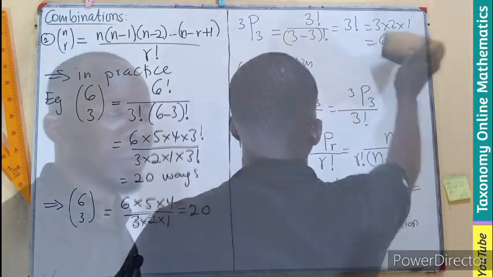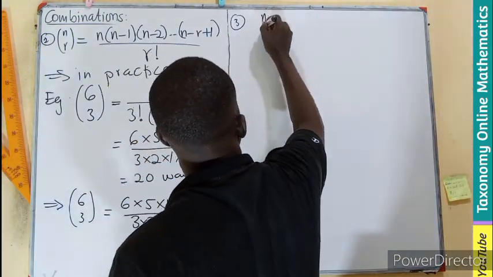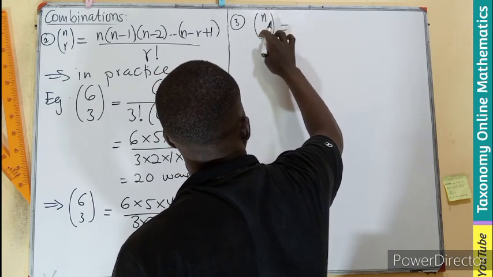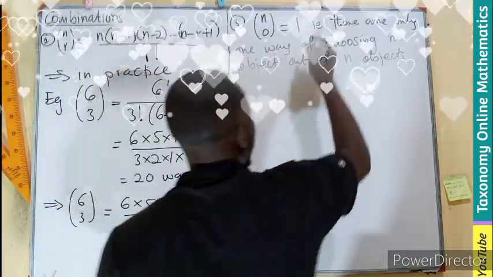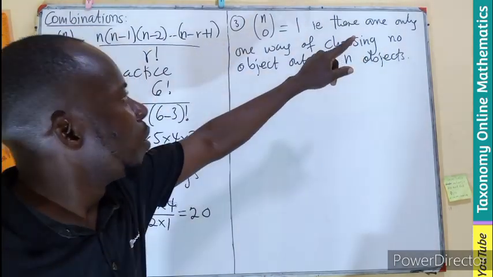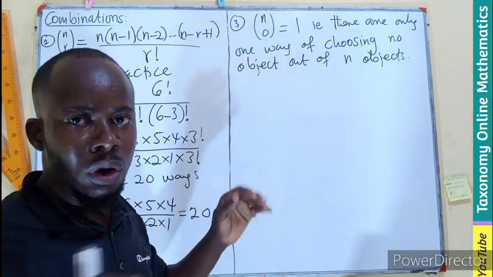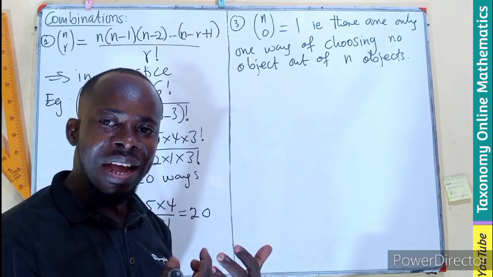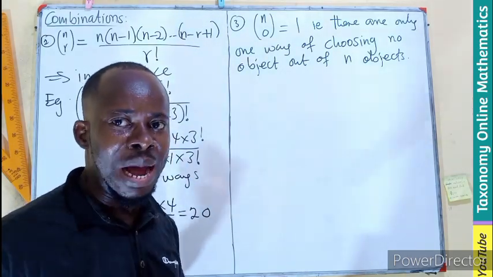Alright, so let's see. Number 3, we can also say that if I have n combination R, let me just say the R is 0. It gives me 1. What does it mean? That means the explanation we can give is that there is only one way of choosing no object. We are not choosing any object out of n objects. So if I have 5 objects, then I say I'm not choosing anything. There's only one way that I'm not choosing anything.